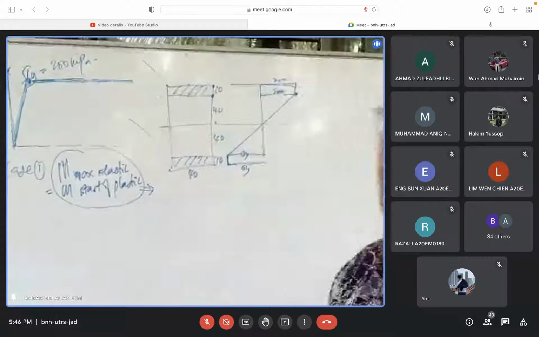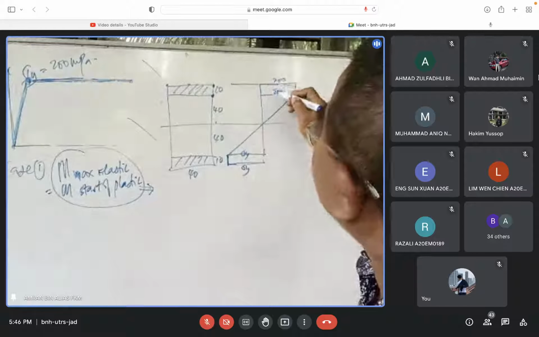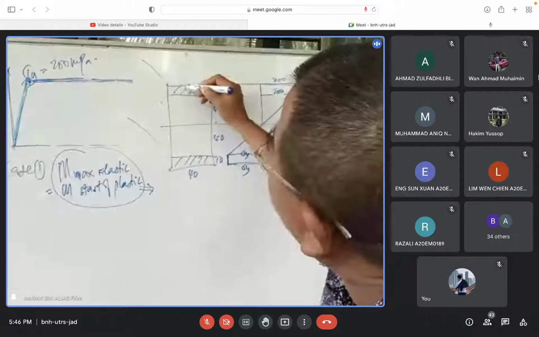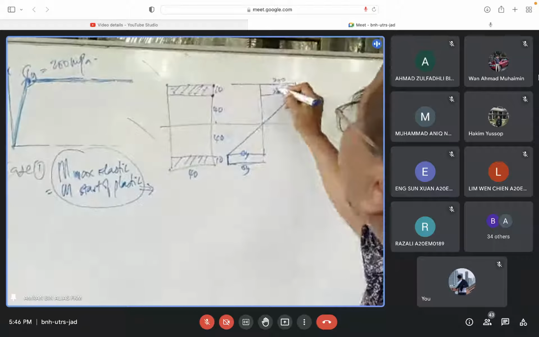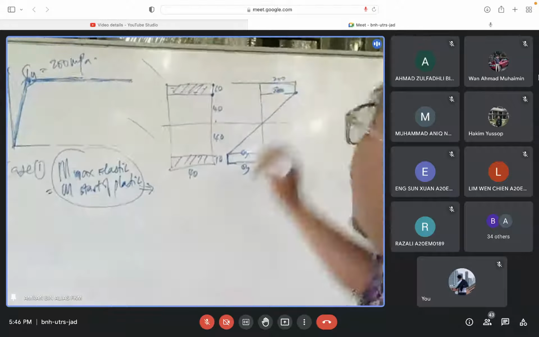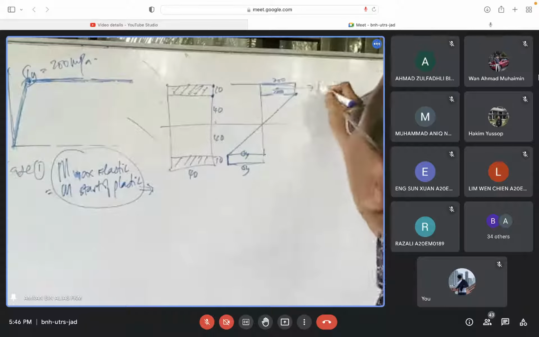So what are the stresses? We have to find the force first. So the stress here is 200, 200, everywhere is 200. So there must be a force. The force must be at the center, not two-thirds anymore. At the center of the rectangle here, there must be F1.